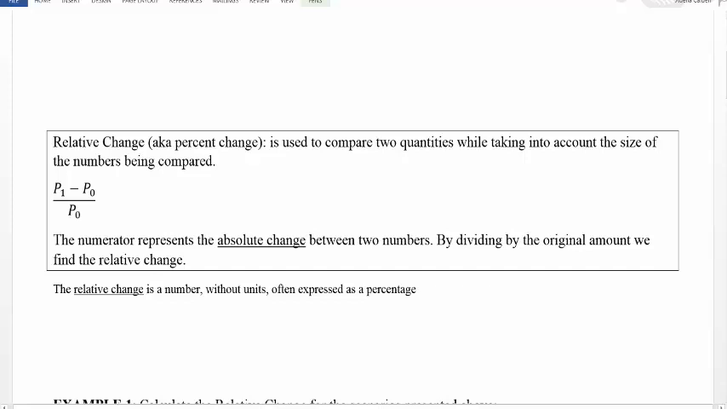So here, like I mentioned, in the scenarios we'll look at, there's going to be a change in price. We're going to reflect that in the numerator, and we're going to divide by the original price. It's important to note that the relative change is going to be a number without any units, and we often turn our result into a percentage, which means a lot of our results are going to be decimal numbers. So let's go ahead and look at a couple of scenarios where we can actually calculate this relative change using this formula P sub 1 minus P sub 0 divided by P sub 0.